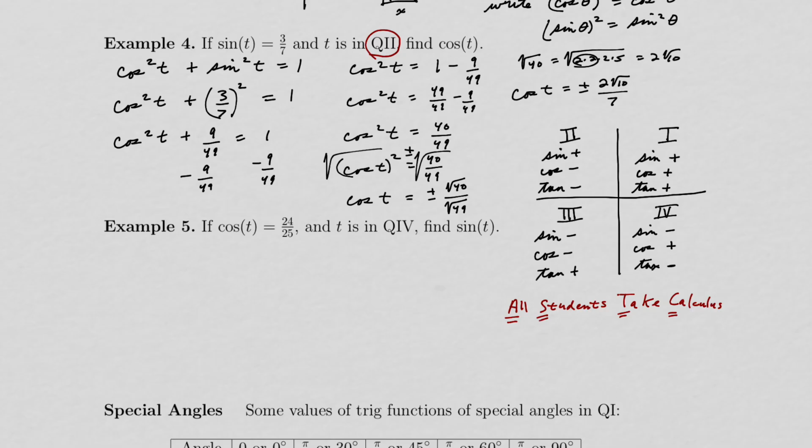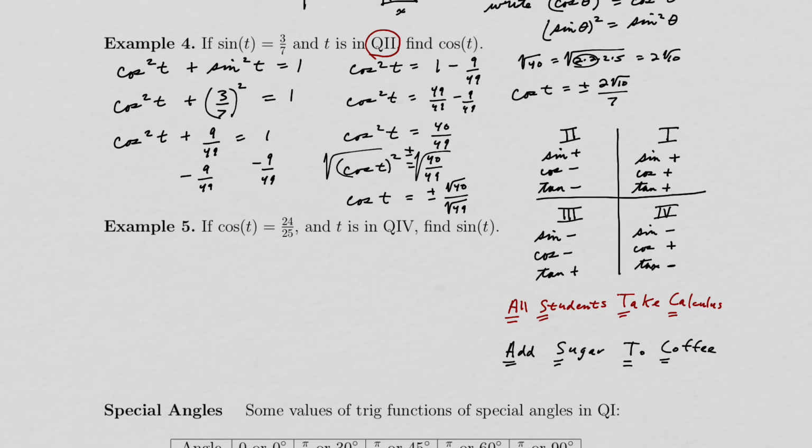Another mnemonic that I found was "add sugar to coffee." Again, it's silly, but it helps you remember, right? Again, the A is quadrant 1. All the trig functions are positive. The S is quadrant 2. It's saying the sine is positive. The other two are negative. The T says in quadrant 3 that the tangent is positive. The other two are negative. And in the coffee, the C reminds you that cosine is positive. The other two are negative. Okay.